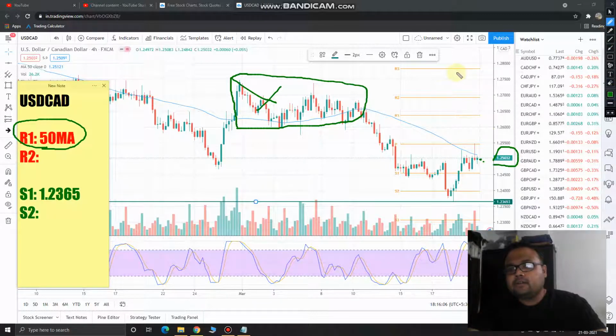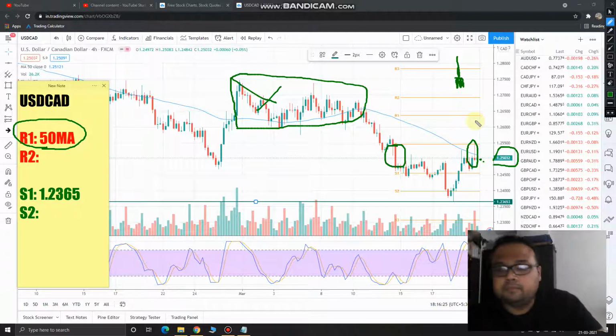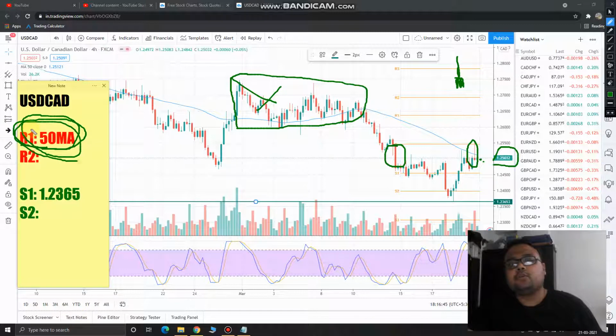Once you get the confirmation in the form of a price rejection from above, like this candle, or a big red candle like this, it will be an indication and a confirmation that sellers are still present in the market who are not allowing the market to go up, and that the 50 moving average is a valid resistance for the market. In that case, you can go ahead and short the market below the 50 MA.